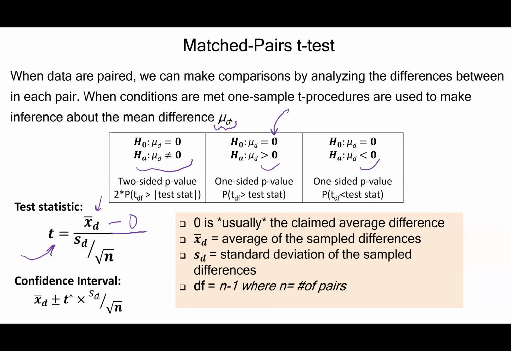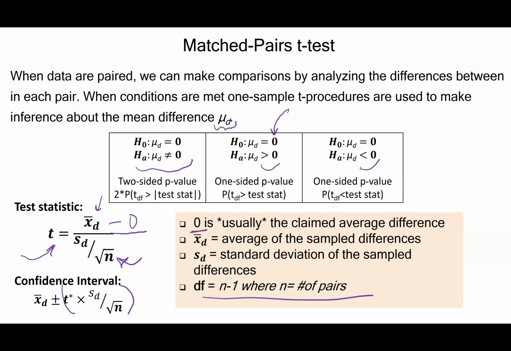And then our confidence interval is pretty much the main thing that's going to be different. An n is just the number of pairs that you have. So x bar d plus or minus t star times the standard deviation of the differences divided by root n. Almost always 0 is the claimed average difference. It's very uncommon when it's not, but it does happen. I have seen it. And so, degrees of freedom is going to be the number of pairs minus 1.